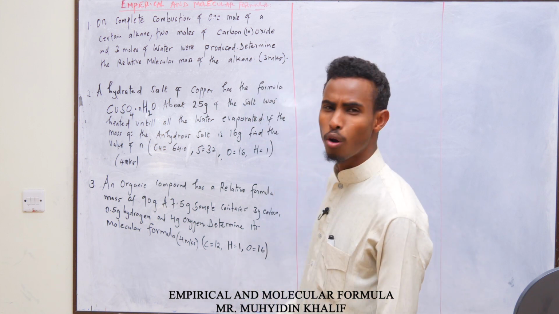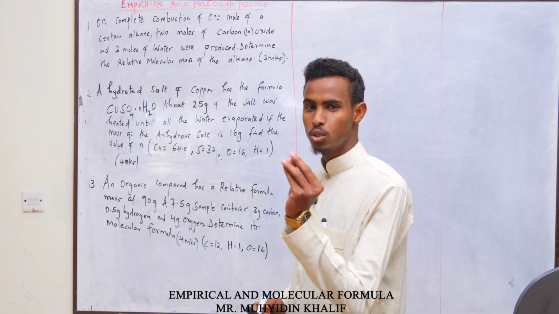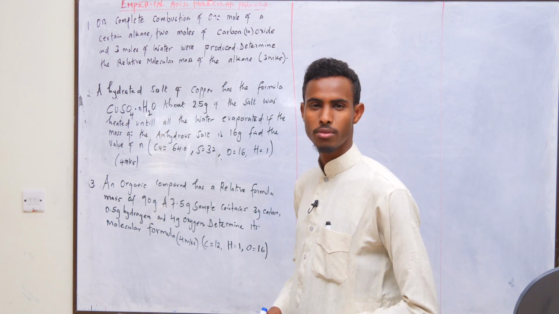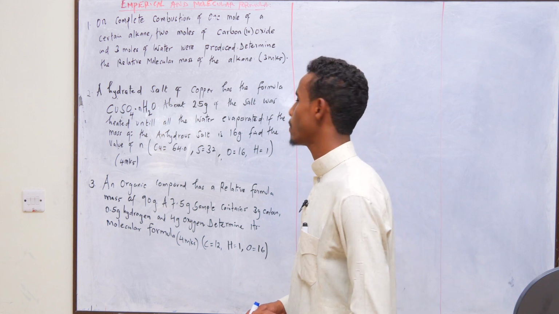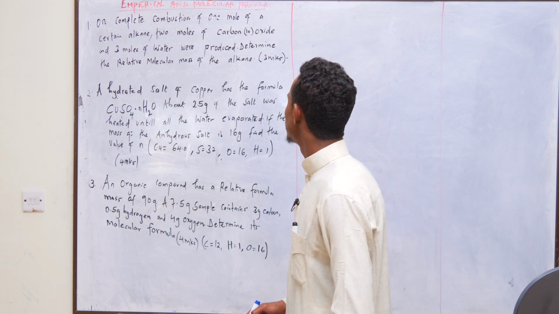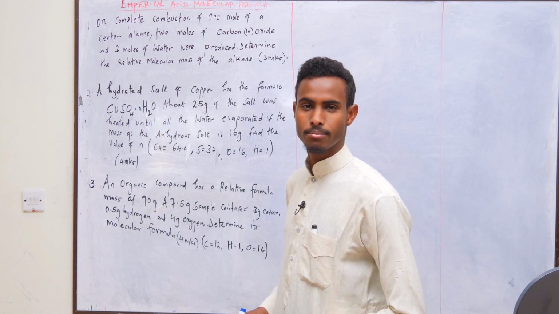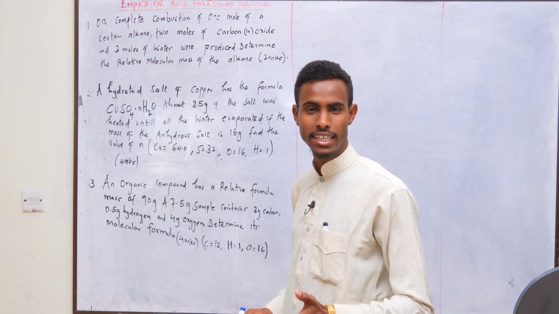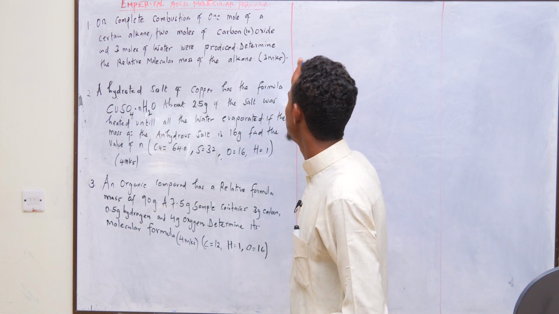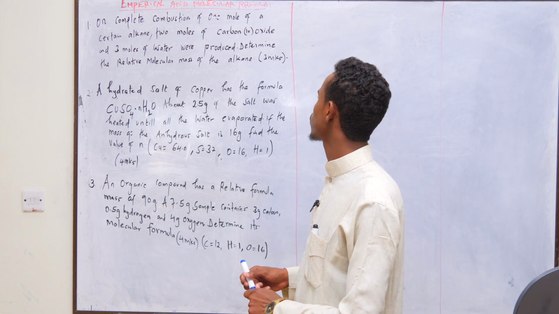On complete combustion of one mole of a certain alkane, 2 moles of carbon dioxide and 3 moles of water were produced. Determine the relative molecular mass of the alkane. Class, this one is in organic chemistry, and it talks about alkanes, alkenes, and alkynes. But now we want to use that concept and solve a question on moles.